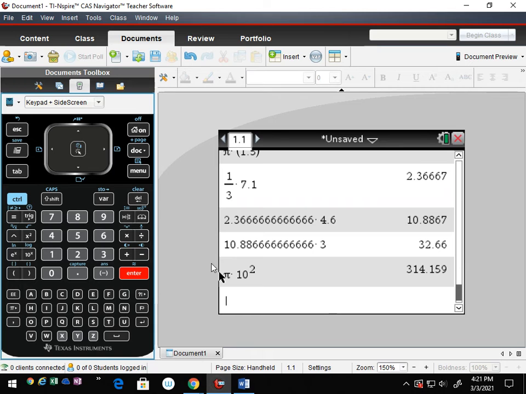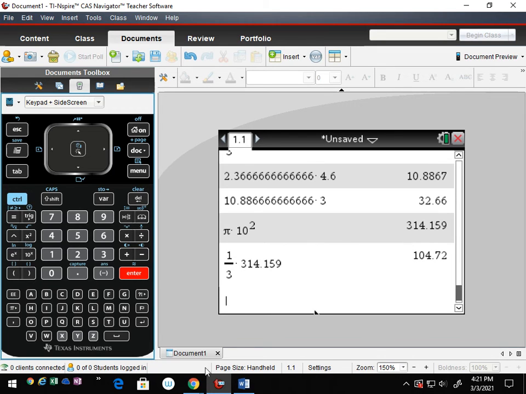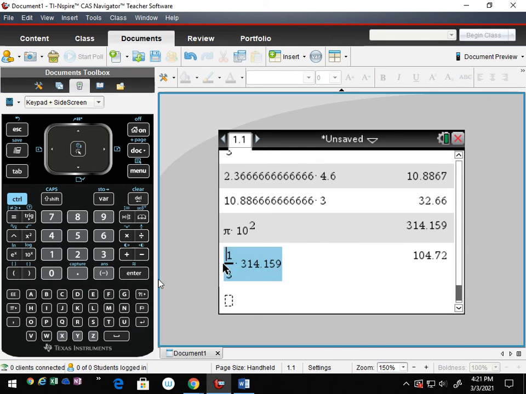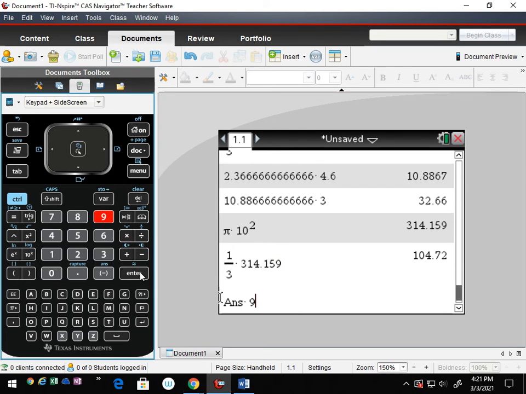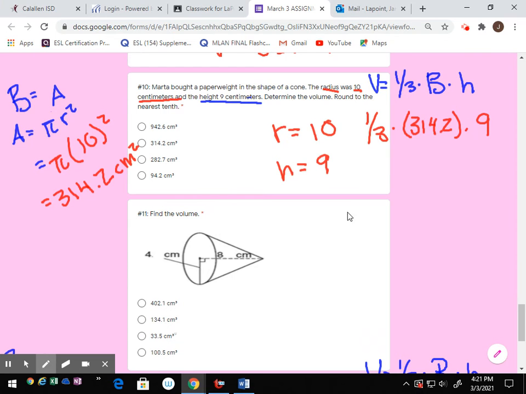Okay, so let's go plug this all in the calculator. Control divide. 1 over 3 times 314. And we'll do 0.159. We'll match it up here. Enter. We have 104.72, and our height was 9. So we'll do times our answer, 942.5. We'll round up to 5.